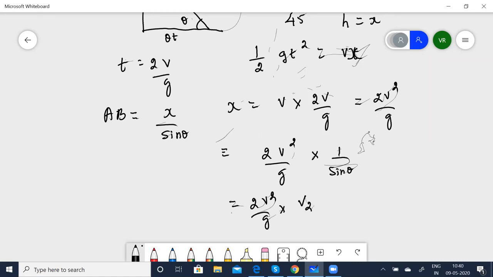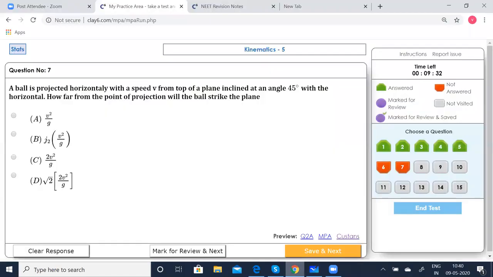Now let's see which option is correct. You can see D option is correct. So click that, go to the next.